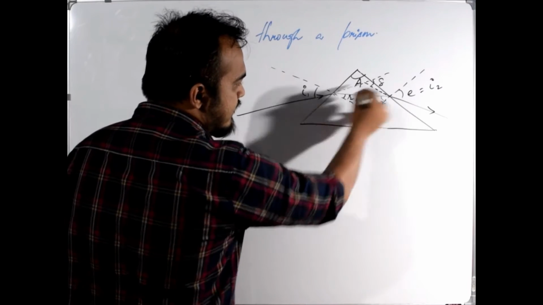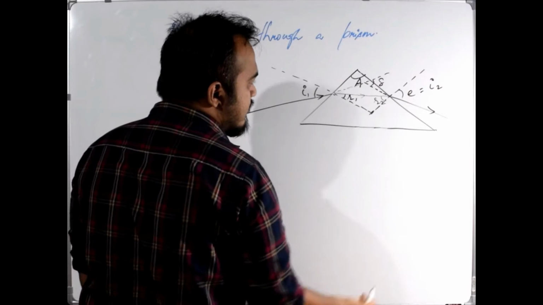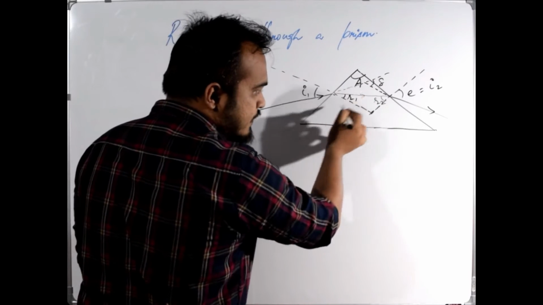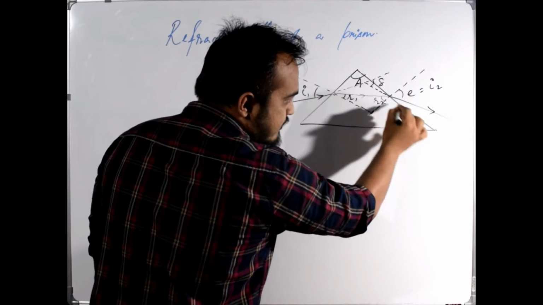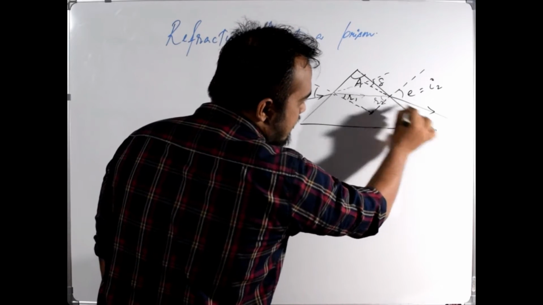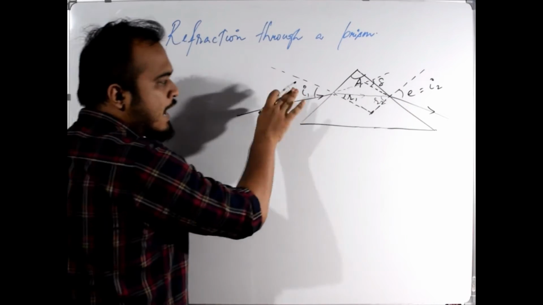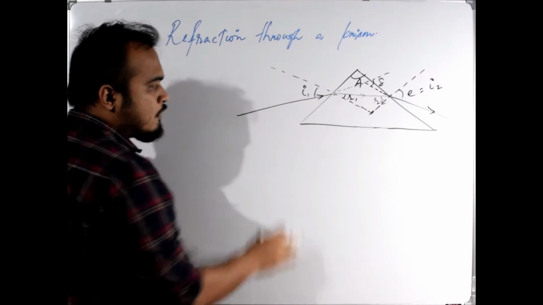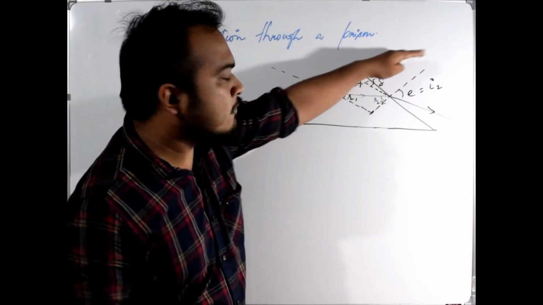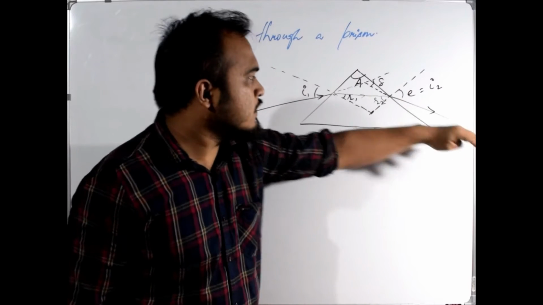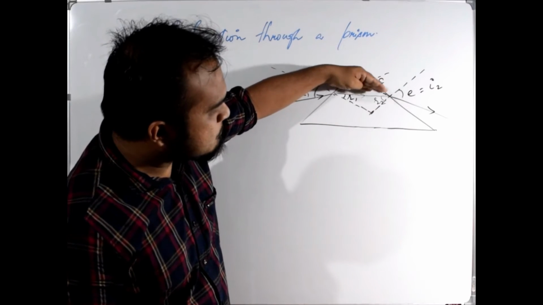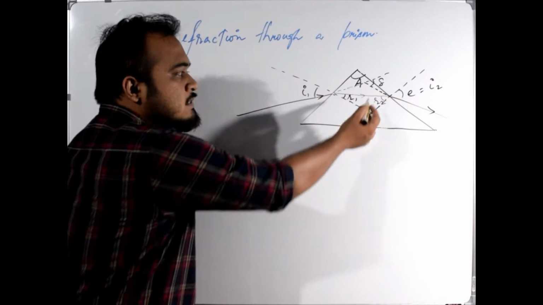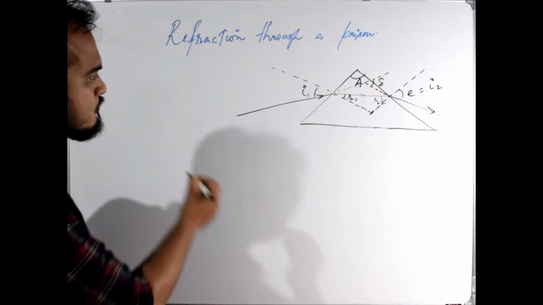This ray should have gone in this way, but due to refraction at this surface, it has gone in this way, and finally after striking this surface, this ray has gone in this way. So the angle by which it has deviated from this path is the angle of deviation.